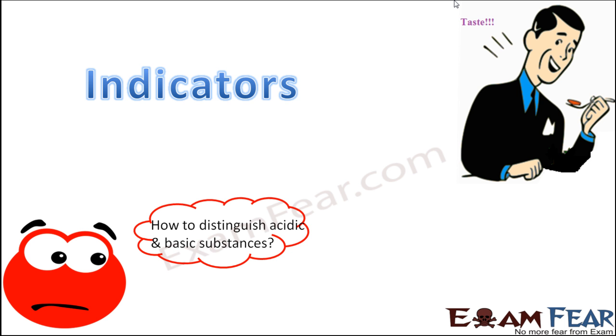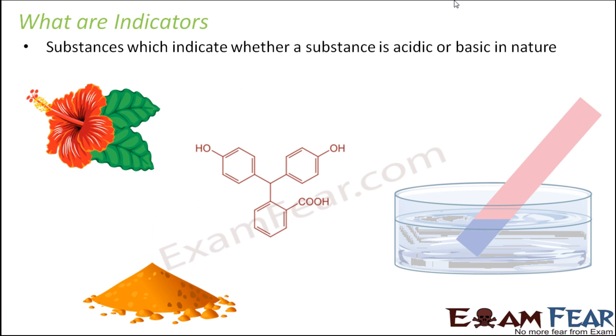And that is where we talk about indicators. So what are indicators? These are substances which indicate whether a substance is acidic or basic in nature. Actually these are normal substances, but they react with acids and with bases in different ways. So looking at the way they react with a particular substance, we can say which one is an acid and which one is a base. That is the simple logic behind the working of indicators.